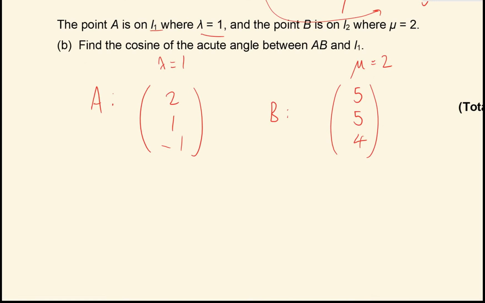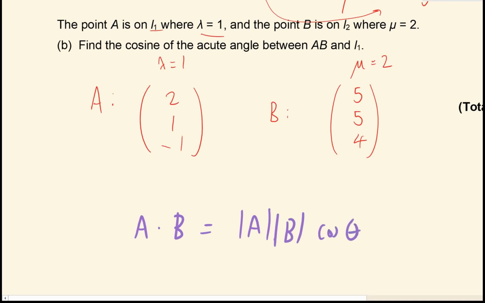So you would then use the dot product. You would say that A dot B will equal mod A mod B cos theta. You would then rearrange that to get cos theta equals and work everything out. Work out A dot B, work out mod A, mod B, and then you can work out what the cosine of the angle should be.